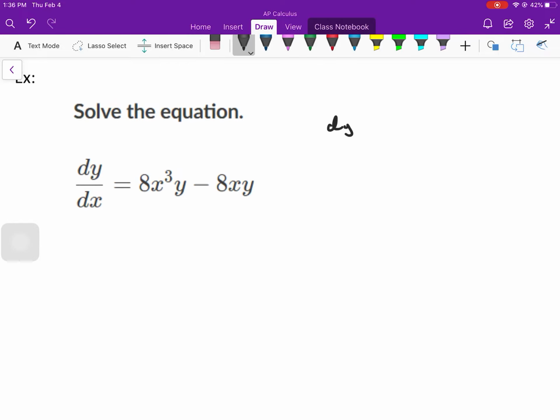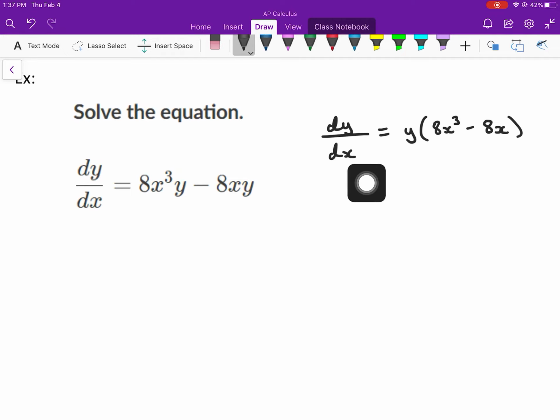We can make this a situation where we can divide our y. So how am I going to do that? Well, I see if there's a y in both of these. So let me just go ahead and factor it out. So I factored the y in common. Think about that. If I distribute the y back, we end up right back to here. Let me go ahead and divide the y over, and multiply the dx over.